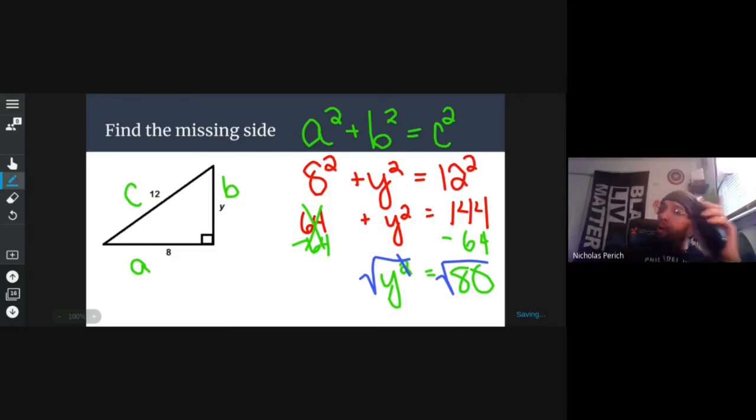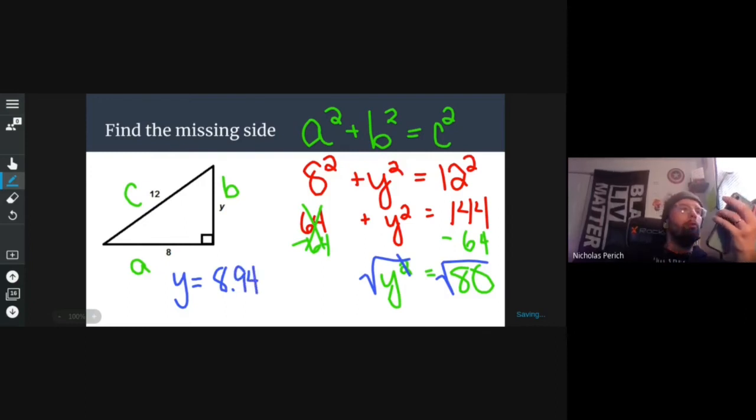I don't know what the square root of 80 is. I do know that the square root of 81 is 9, so the square root of 80 is just going to be a little bit less than 9. The square root of 80 is approximately 8.94427. Feet, yards, inches? No, it doesn't say.